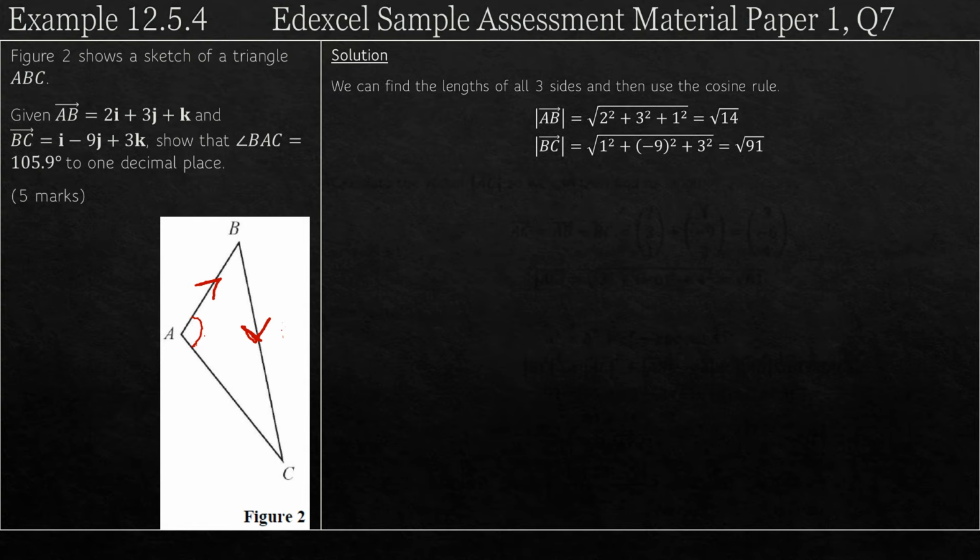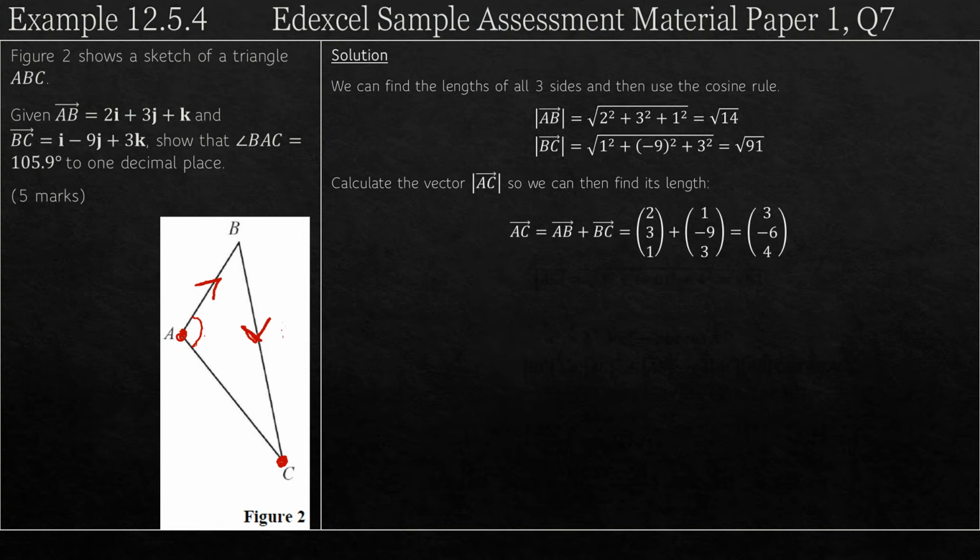Now let's work out the length of vector AC. We're looking at the diagram. We want to start at A and finish at C. So we can travel forwards along AB and then forwards along BC. So AB plus BC will give me the vector AC. And there it is, AB plus BC turns out to be 3, minus 6, 4.